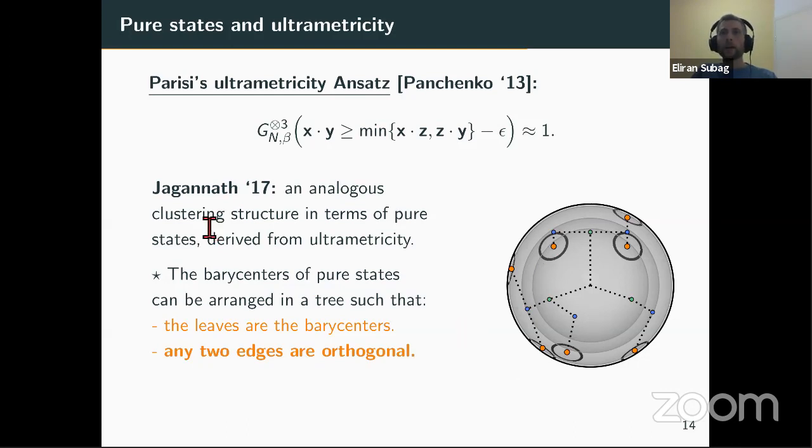So what he showed is that if we look at the pure states, or that's equivalent to one of his results, you can arrange the barycenters of the pure states in a tree structure such that the leaves are going to be the barycenters. And it has the following geometric property: any two edges are orthogonal to each other. These are not necessarily edges which have a common vertex. Simply any two edges on this tree are orthogonal to each other.